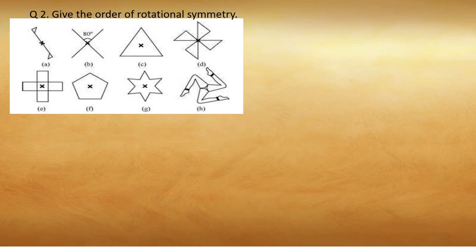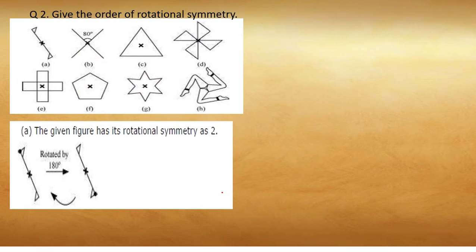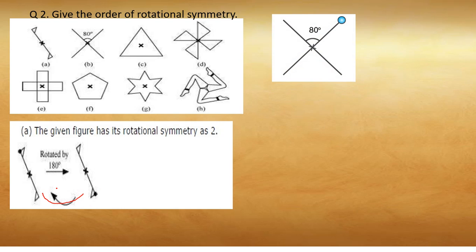Now question number 2 is given. We have to find the order of rotational symmetry. What is the order of rotational symmetry for these figures? Consider this one. In this figure, when we rotate it by only 180 degrees, it will look as it was previously. Again when it turns, it goes to its previous position. That means how many turns does it take? It takes 2 turns. So we can say the order of rotational symmetry in figure A is 2.